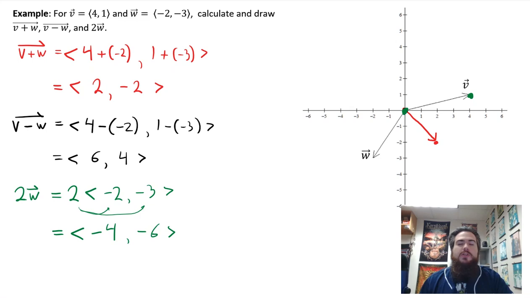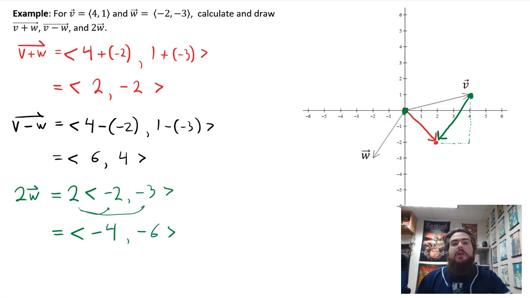W is -2 comma -3 for the components. If I draw that vector starting at the terminal point of v, from the terminal point of v, that would be go down 3 and to the left 2. So that means this vector is going to terminate where v plus w results.